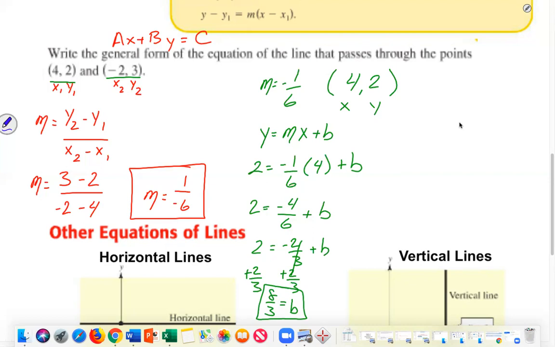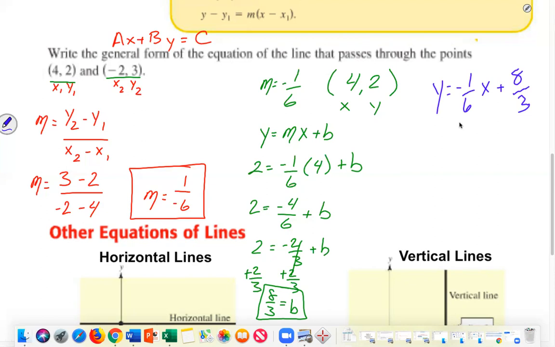Now, from here, I write the equation of my line. Y equals negative 1/6 x plus 8/3. But now here's the thing. I'm almost there. I promise you. I'm almost out of colors too, so it has to be the other problem.